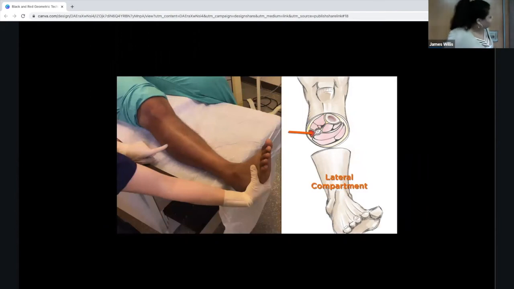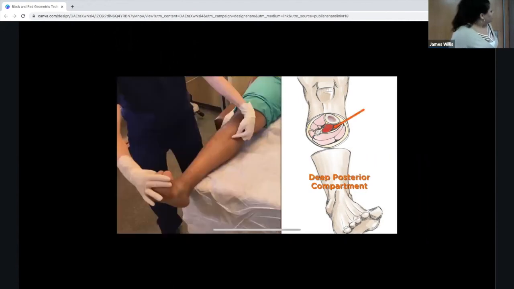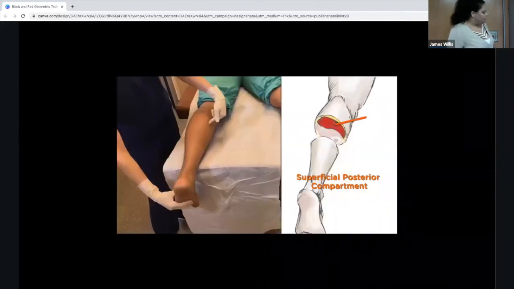For the lateral compartment, you can go just anterior to the posterior border of the fibula. For the deep posterior compartment, you want to go just posterior to the medial border of the tibia. And then for the superficial posterior compartment, honestly, it encapsulates the whole calf. So you can just go in the middle of the calf, but they say like 5 centimeters off the midline.